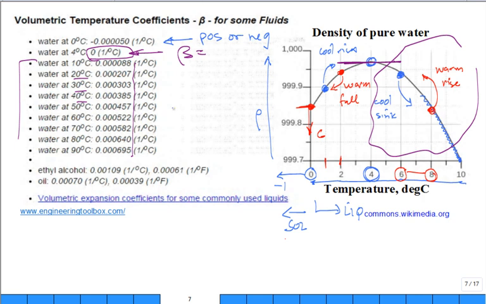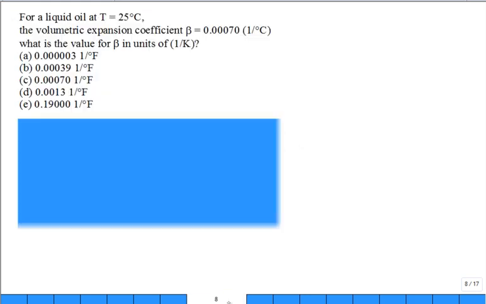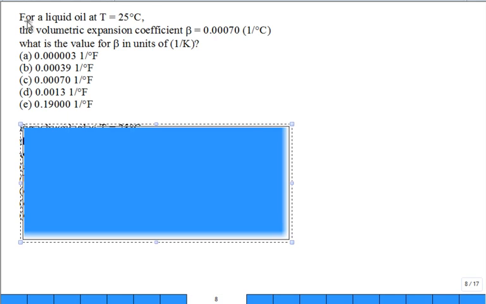What are the units on this reported beta, which I grabbed out of Wikipedia or Engineering Toolbox? What are the units on beta? 1 over degree C. That reminds me, I need to ask a question. For liquid oil at 25 degrees C, the volumetric expansion coefficient beta is reported to be 0.00070 inverse degree C, 1 over degree C. I need the value of beta in inverse Kelvin. What is the value in inverse Kelvin?